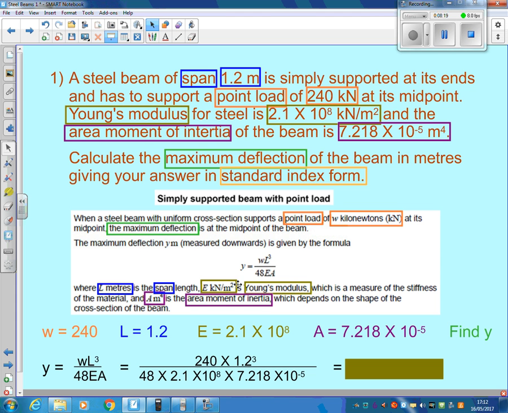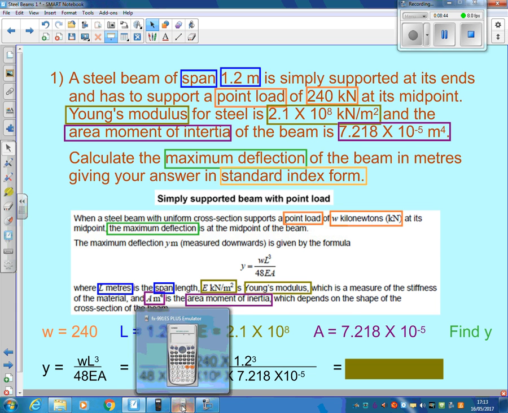So y is equal to WL cubed over 48EA. Instead of W, 240. Instead of L cubed, 1.2 cubed. And obviously, that means W times L cubed. 48 stays as 48. E, there's my E. A, there's my A. And then literally, it's type that lot into your calculator, see what it comes to.